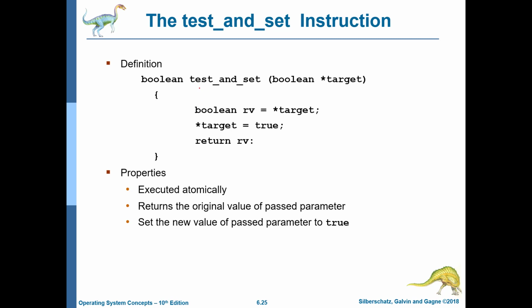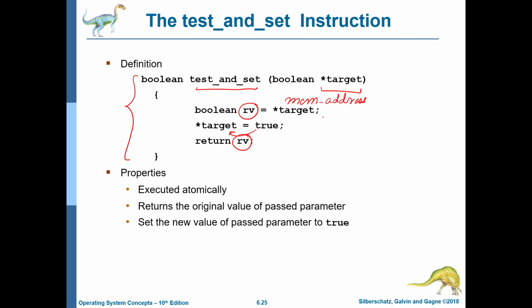So let's look at this test and set instruction, which of course is not a function, but the function is showing what the instruction is supposed to do. Let's say you give it a Boolean target. It reads the value of the target. So star target is essentially a memory address. This indicates that to the instruction you send a memory address. You read the value at the memory address, you set the value at the memory address to true, and you return the old value.